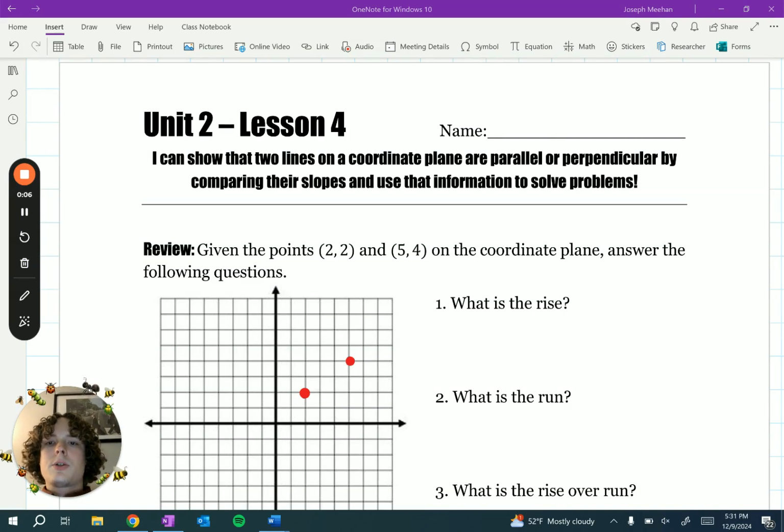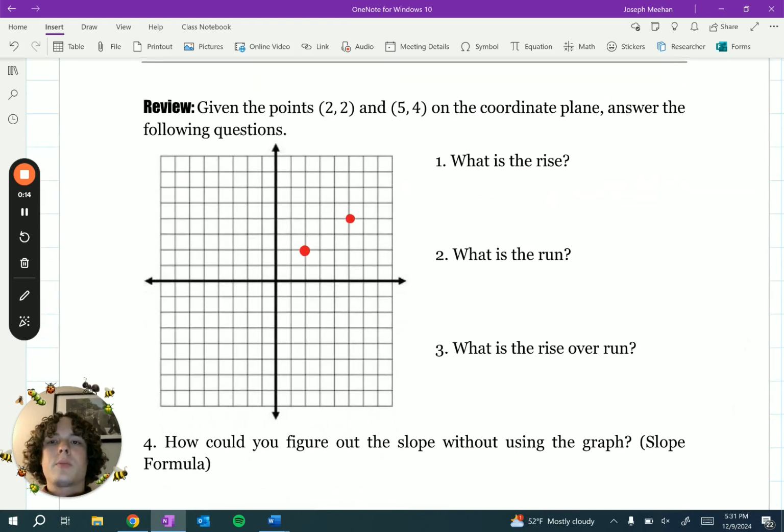Today we are talking about Unit 2, Lesson 4. It says, I can show that two lines on a coordinate plane are parallel or perpendicular by comparing their slopes and use that information to solve problems. So right into some review here.